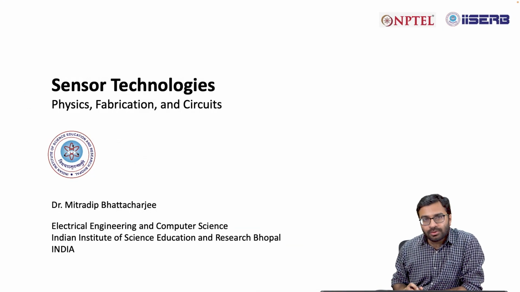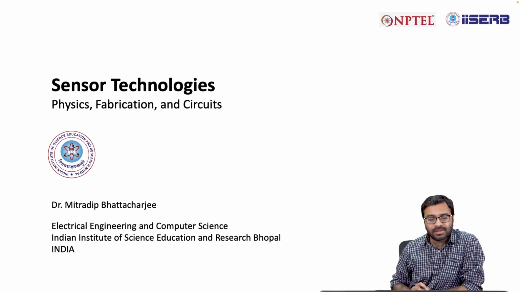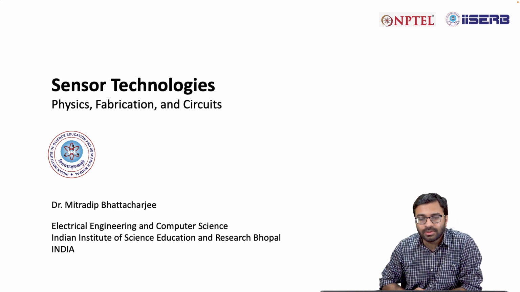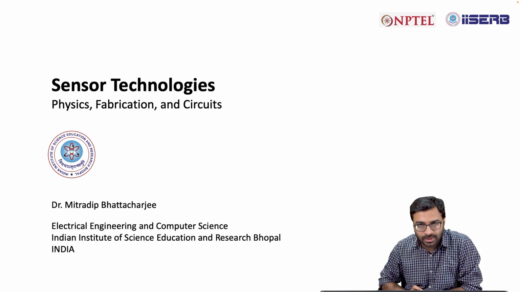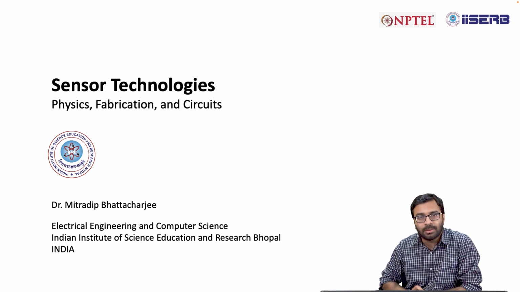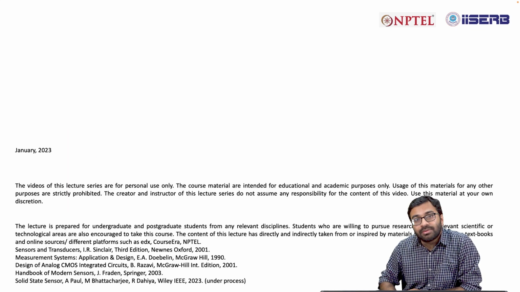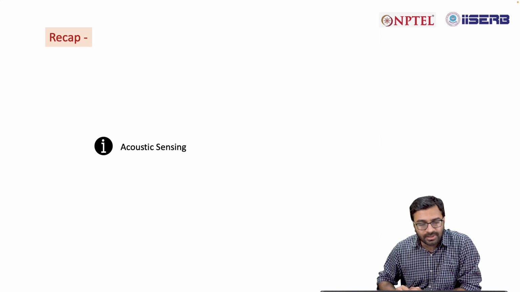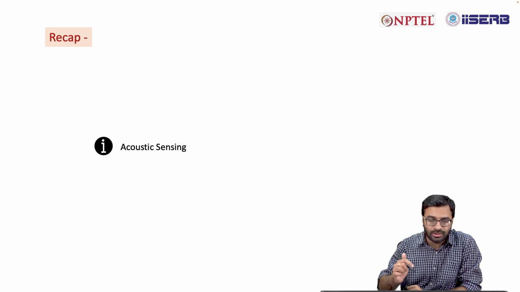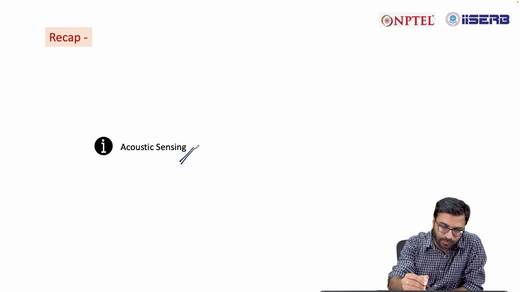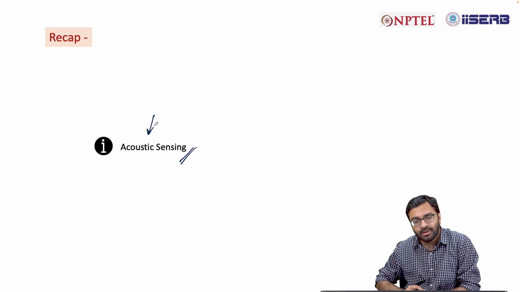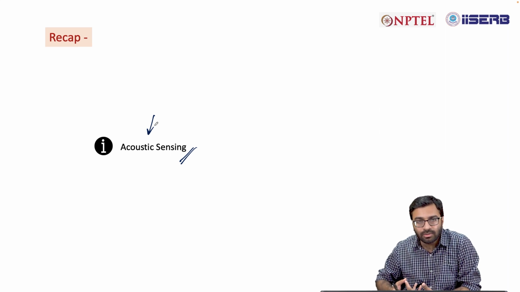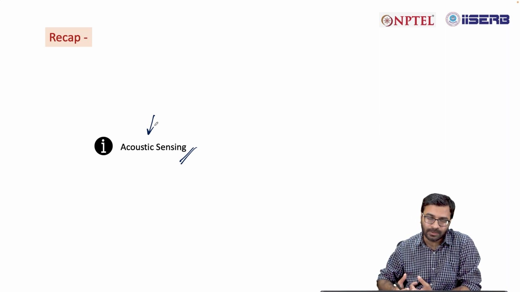Hello everyone. So we have already started discussing the physics, and over the past few days we have seen physics associated with different types of sensors. In the last lecture we saw what acoustic sensing is, and we discussed the different geometries that we may use for acoustic sensing. It can be infrasound sensing, audible sound sensing, or ultrasound sensing.